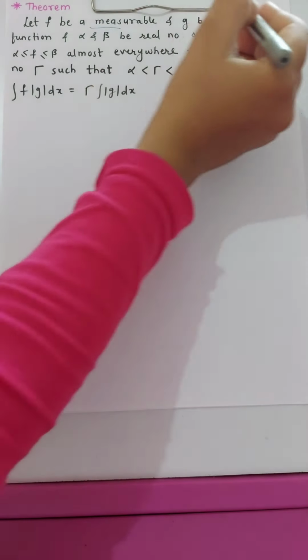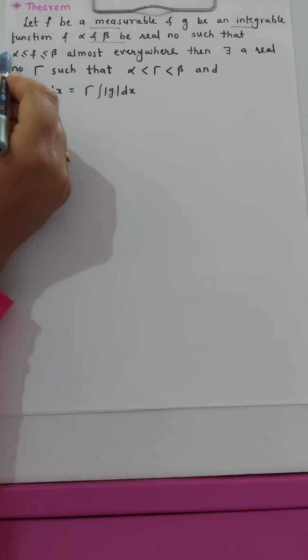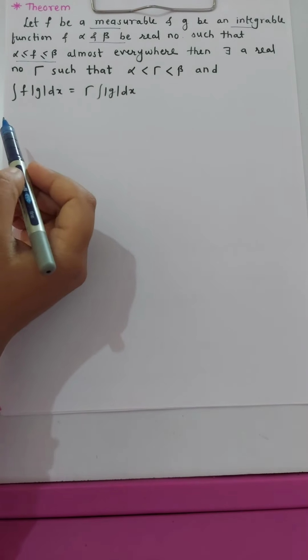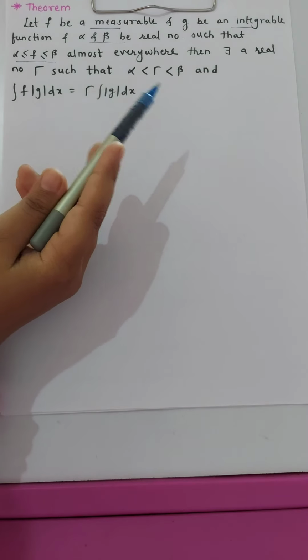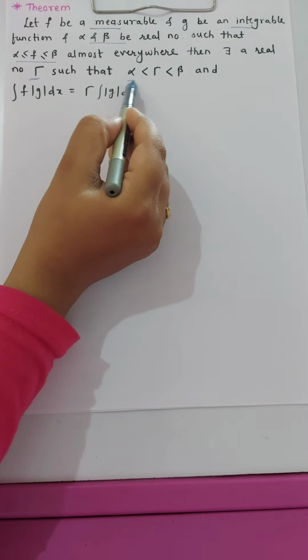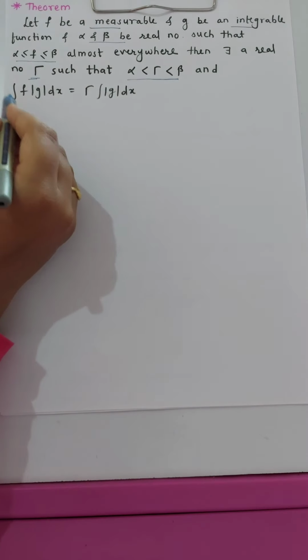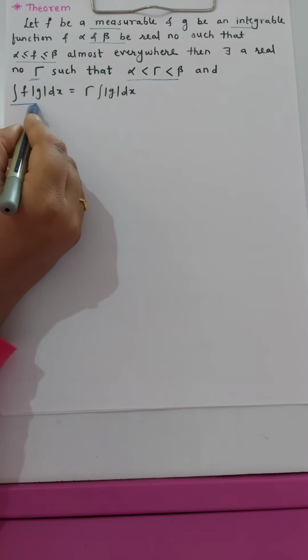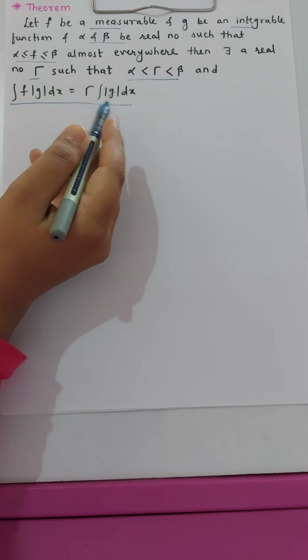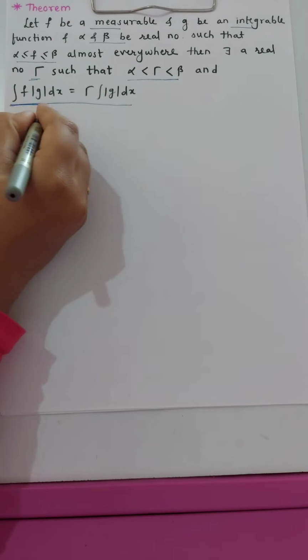In the next theorem, it is given that f is measurable, g is an integrable function, alpha and beta are real numbers such that alpha is less than or equal to f less than or equal to beta almost everywhere. Then there exists a real number gamma such that alpha is less than gamma less than beta, and integration of f mod g dx is equal to gamma integration of mod g dx. We have to prove this.